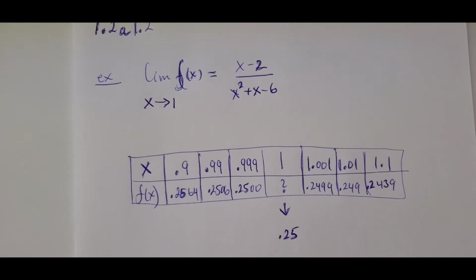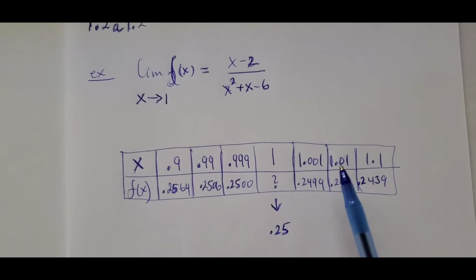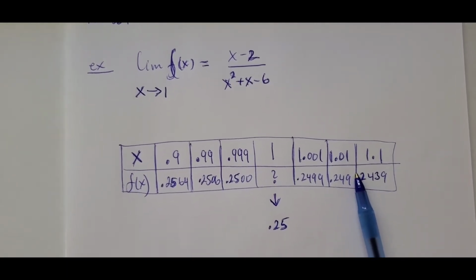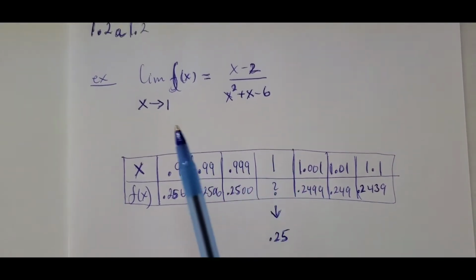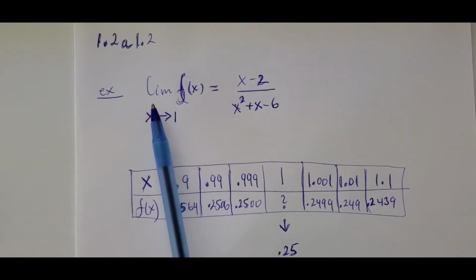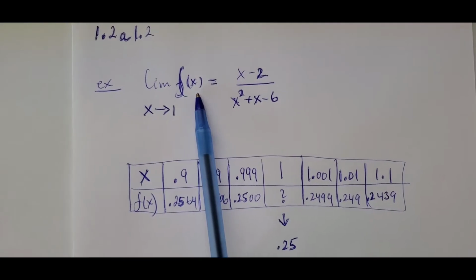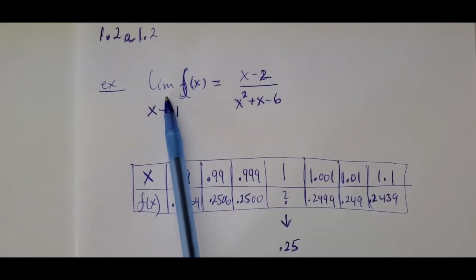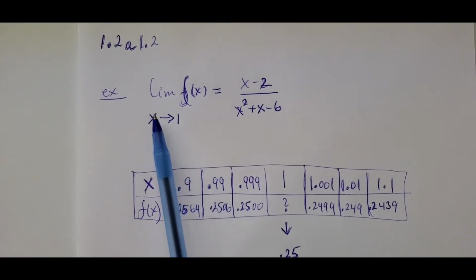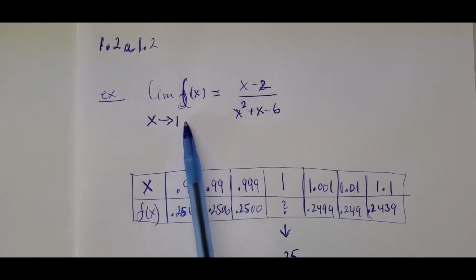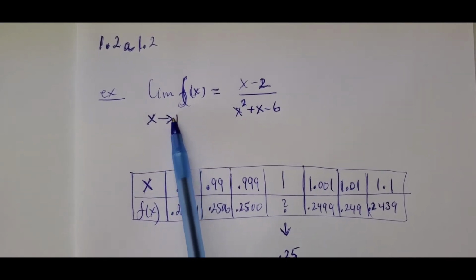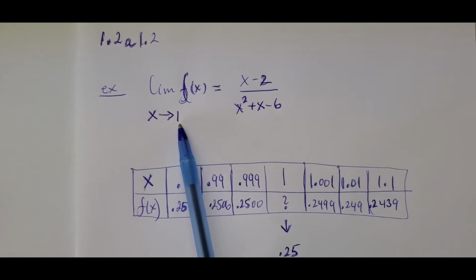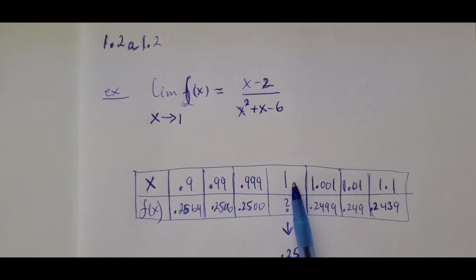So here is the table, even though I already created the table for you. But what happens if a table is not given to you? Read this carefully. Limit of f of x as x approaches 1. This value, the 1, is always in the middle.